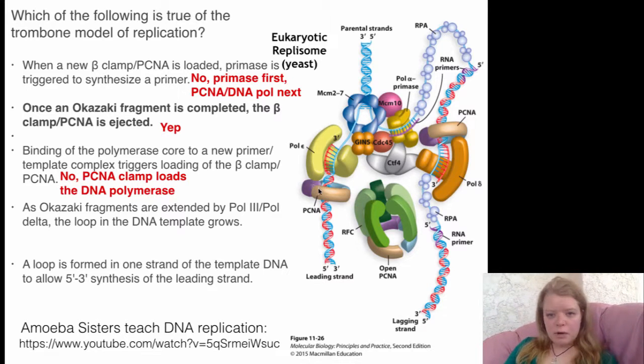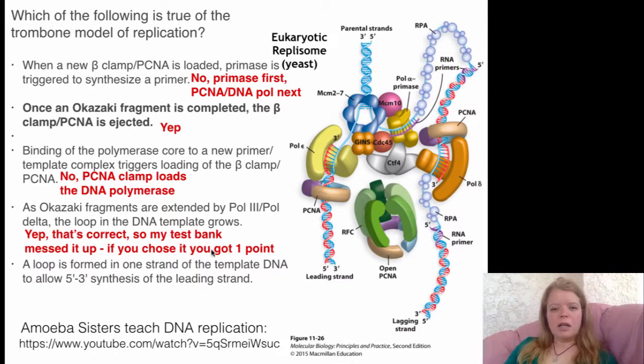You guys can see why the clamp is important. It literally makes a circle around the DNA, making sure that the polymerase can stay there and synthesize this DNA processively, as opposed to falling on and off. Because DNA polymerase does not have a complete hold, there's still a potential of it letting go of the DNA and stopping a polymerization reaction. The PCNA clamp holds it right there. So yep, that's correct, and whoever chose this answer, you got the point back.